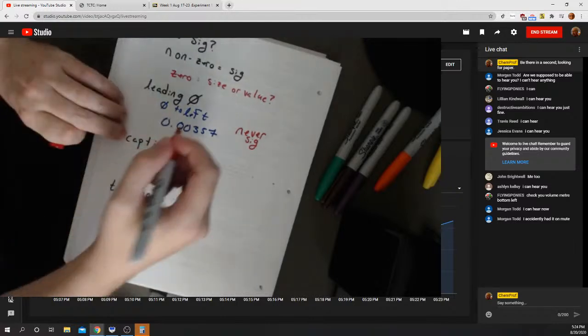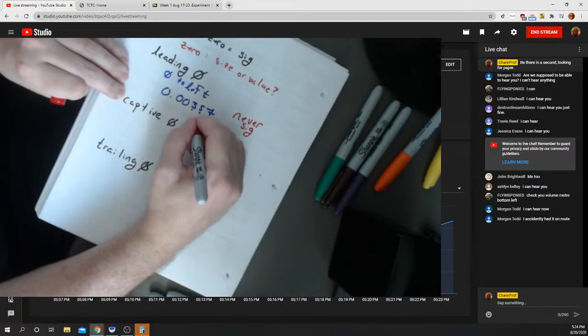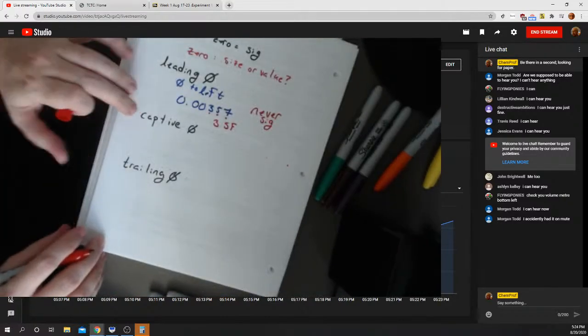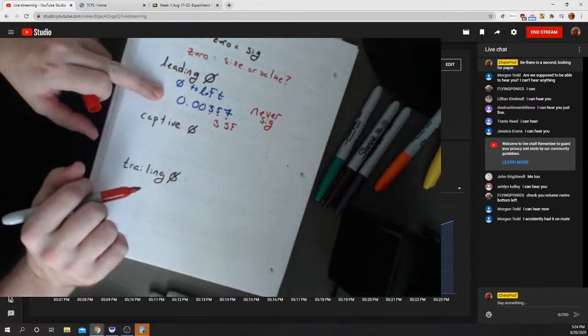So this has a non-zero number, a non-zero number, a non-zero number. It has three sig figs, as we call them. Only three significant figures. This, and this, not significant figures.